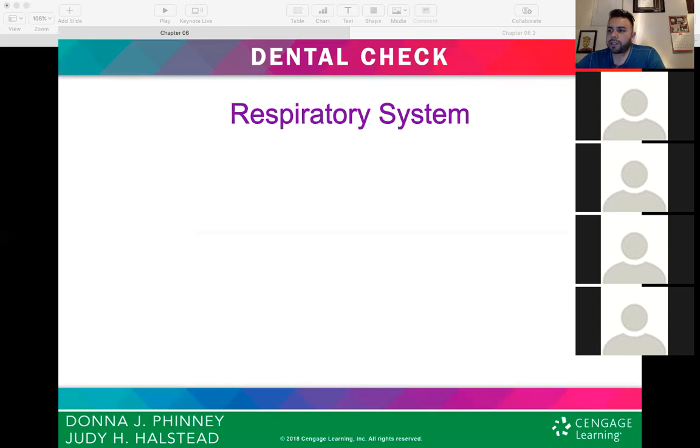So another dental check. The use of what in the dental office may be contraindicated in a patient with a respiratory disease? So if a patient comes in with a cold or some type of asthma or some type of respiratory disease, what procedure do we not want to do with them?